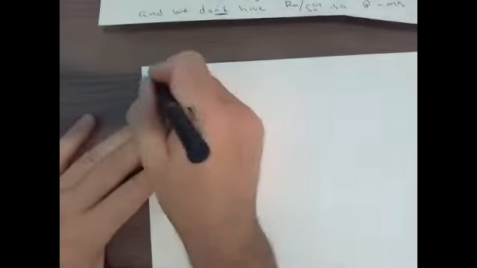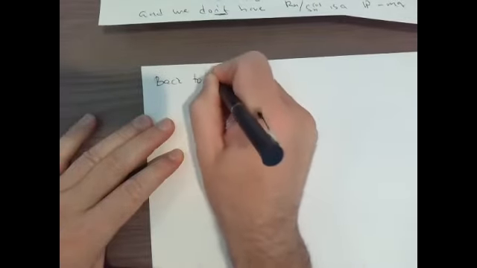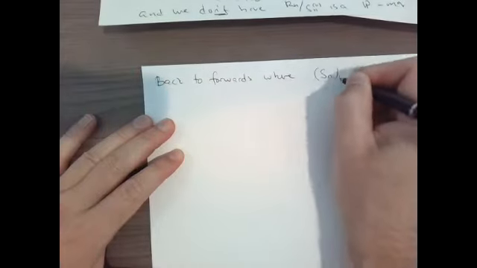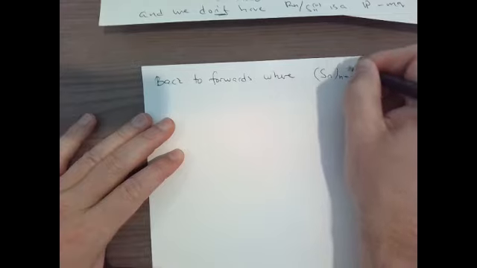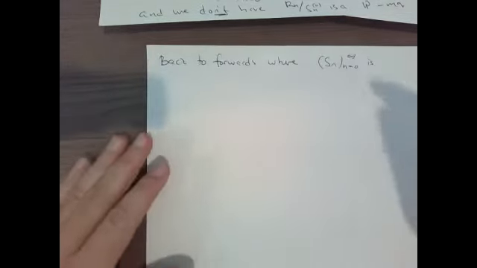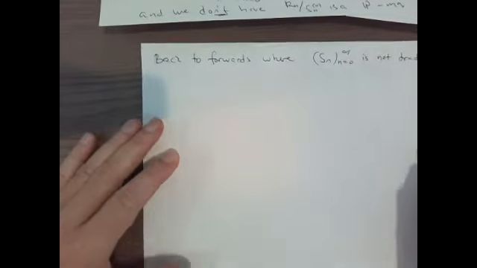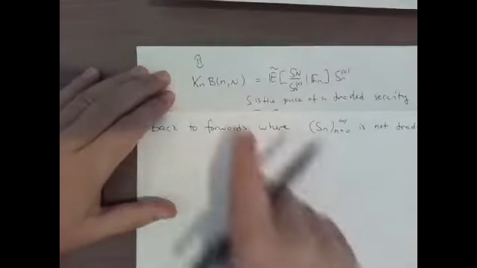So back to these forwards. Let me get some more paper. So back to forwards, where Sn is not traded. We still have this formula. We're trying to work out what it is. So we still have this formula here.